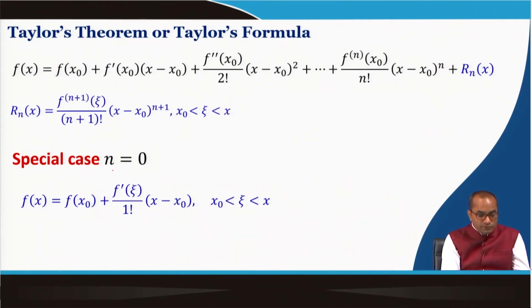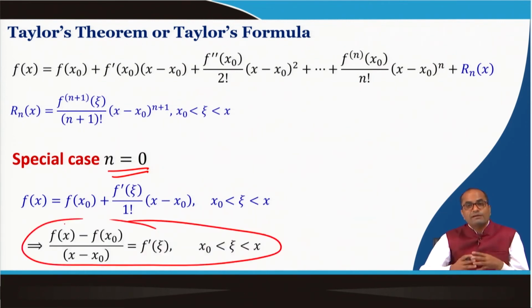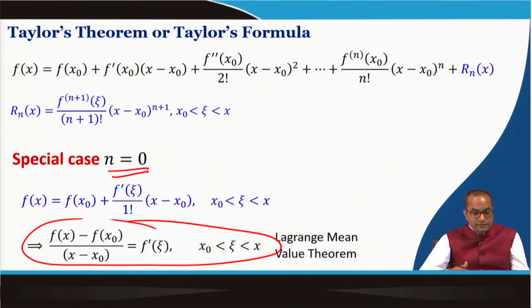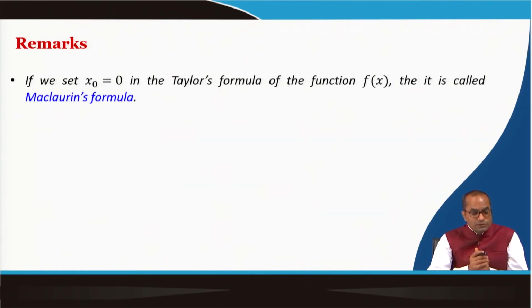So, getting back to the special case n equal to 0, we realize that this is nothing but the Lagrange mean value theorem, which we have already studied. So, as a special case when n is 0, this Taylor's formula reduces to the Lagrange mean value theorem. One remark: if we set x not equal to 0 in this Taylor's formula of the function f(x), this is called Maclaurin's formula.